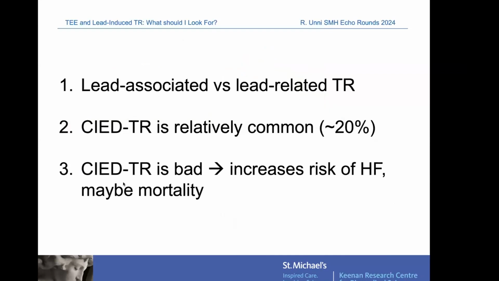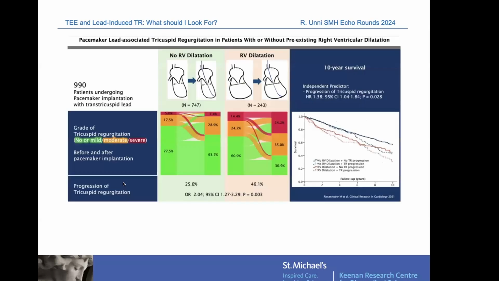So long story short, there's a nomenclature difference, associated versus related TR. In general, lead-associated TR is relatively common, and it's bad. It increases the risk of heart failure and maybe mortality. Do we know the risk factors for developing this?